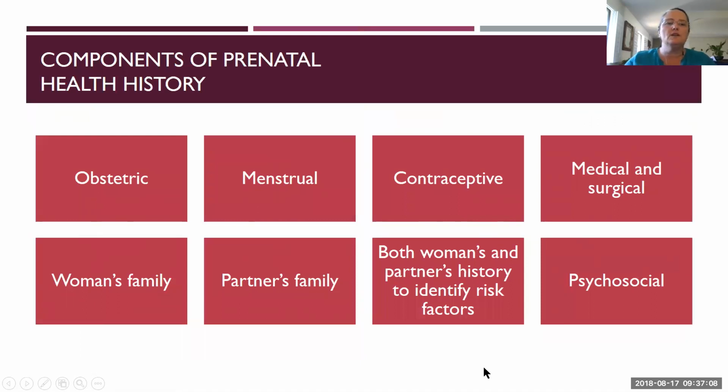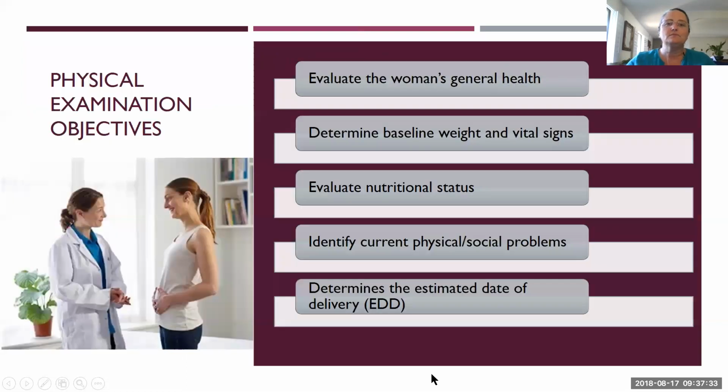So here are some of the things that we're looking at when we are doing that health history. What is her obstetric history? What is her menstrual history? What kind of contraceptives has she used? Has she had any medical or surgical procedures to the uterus? What's common in the woman's family and the partner's family? Are there certain diseases or genetic things that we see? And then psychosocial: is she excited about this pregnancy? Is this something that she planned on?